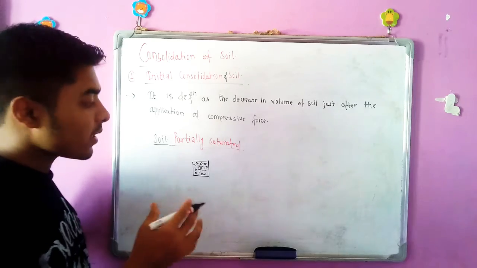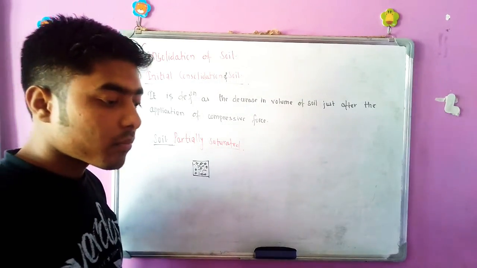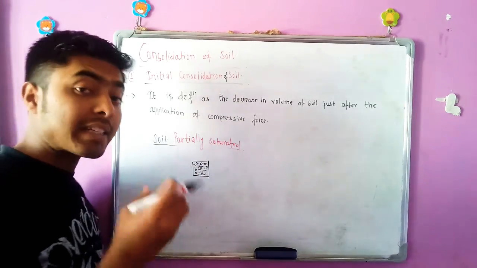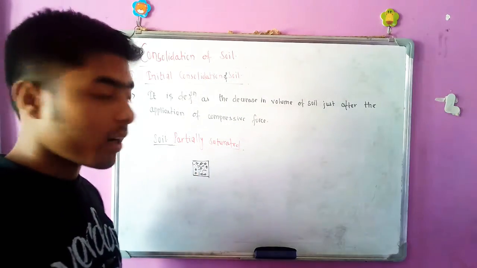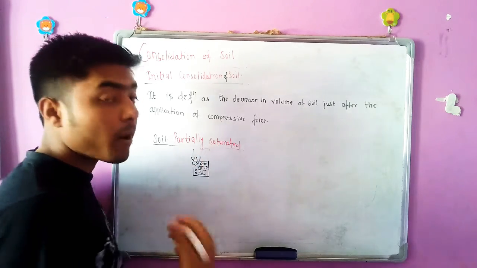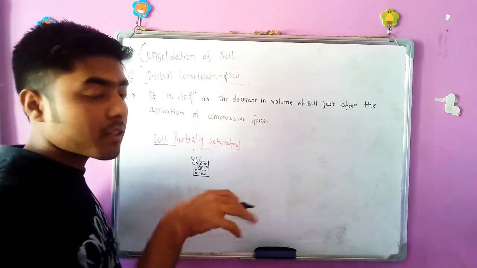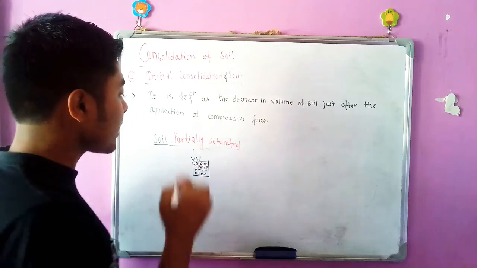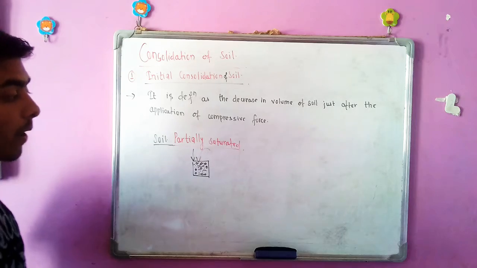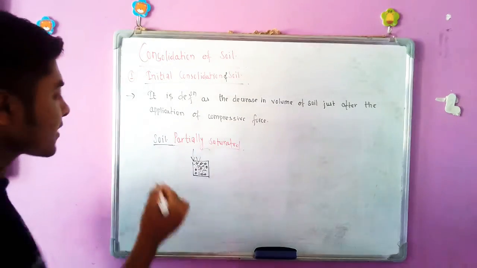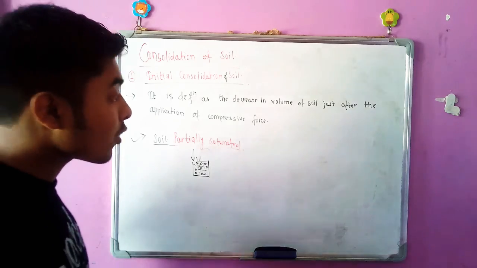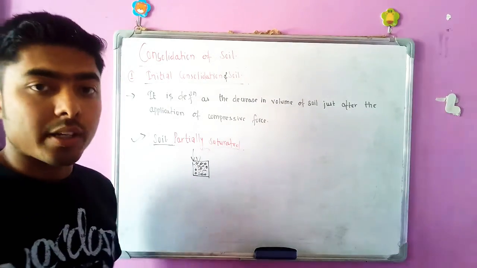Partially saturated means it can absorb more water than it has. If we drop a bit of water here, it can absorb it, because there is a space where there is just air, no water. It means it is partially saturated. So if soil is partially saturated, what is the cause of initial consolidation?